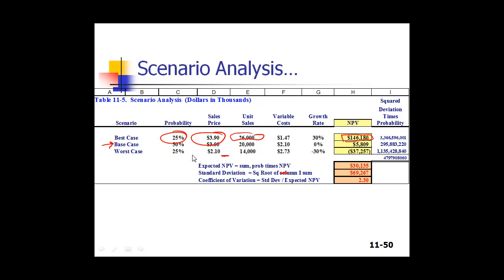What's the worst case scenario? You have a terrible situation. What happens in this scenario? Sales price is low, unit sales are low, growth rate is negative, so everything goes bad. At this stage, don't worry about this. This is the squared deviation times probability. So we are actually coming up with the standard deviation of these numbers. Just hold off on that for a second.